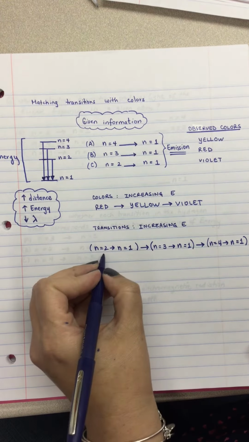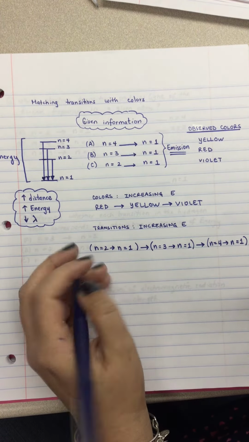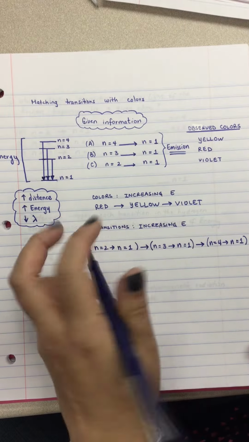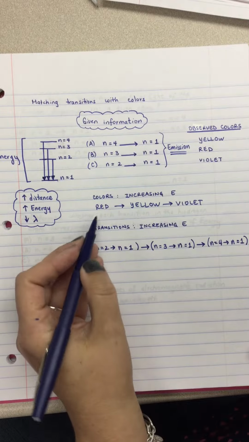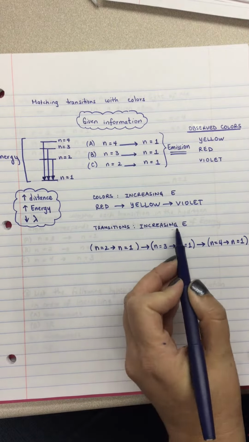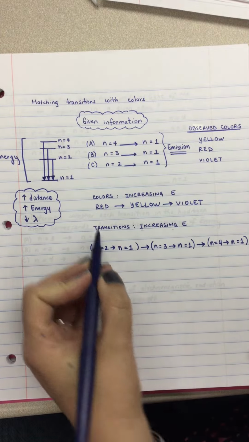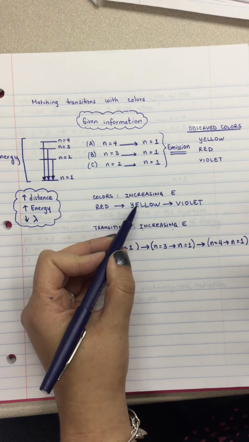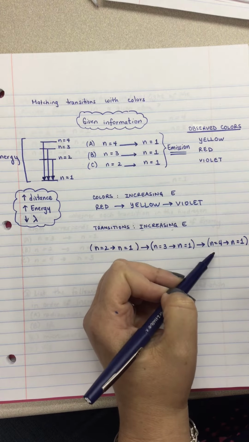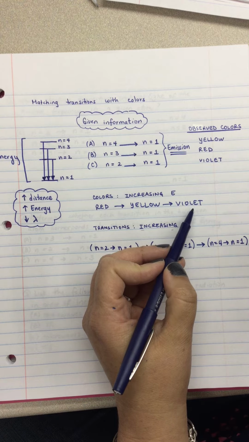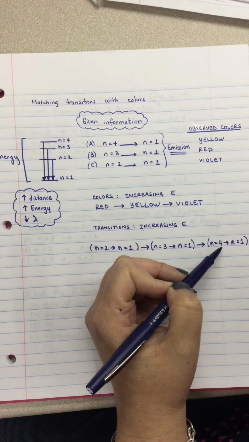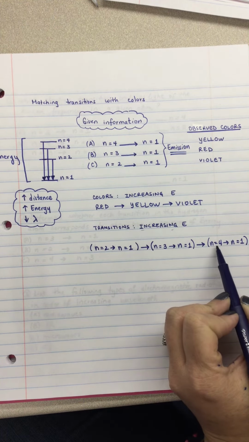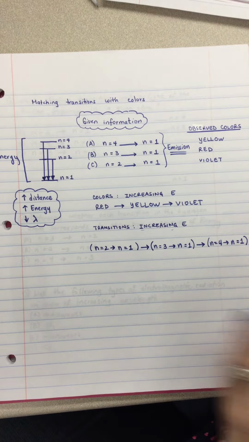So if you have three transitions, and you're observing these three colors, the red color should be the one associated with the transition with the smaller amount of energy, because you have a smaller amount of energy associated to the red color. Then we have the yellow, and then finally the violet should be the color that is associated, in this case, with a transition when the electron moves from the fourth energy level down to the first one.